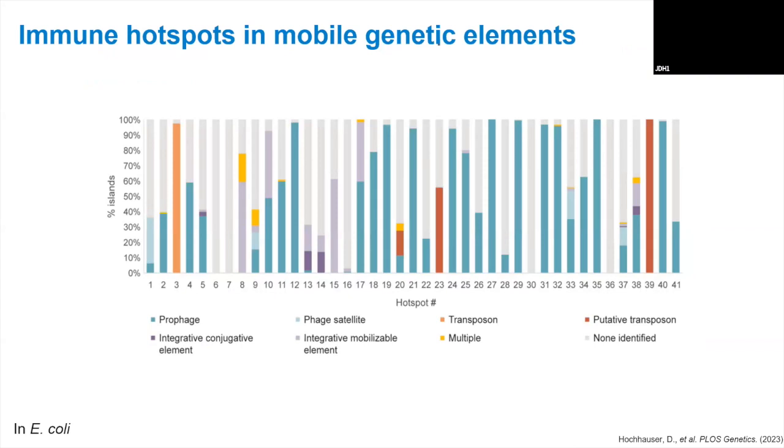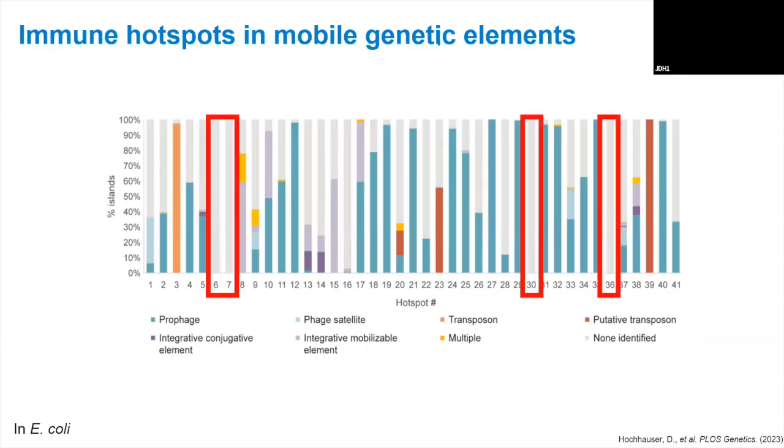In this study, the researchers identified 41 different immune hotspots in E. coli strains. And we can see only 4 of them, hotspots 6, 7, 30, and 36, cannot be found in any of the mobile genetic elements. So it shows how important mobile genetic elements are for bacterial immunity.